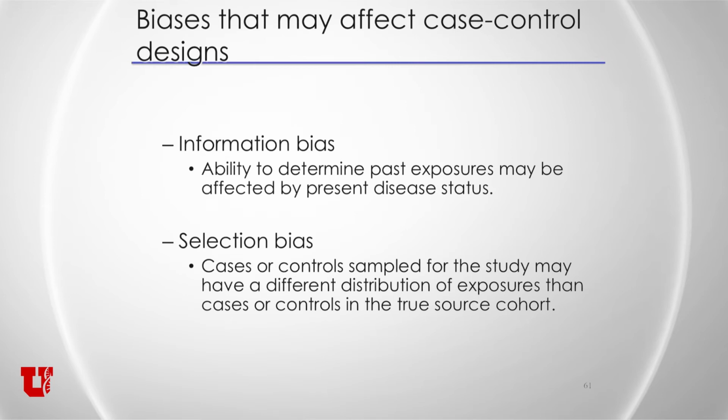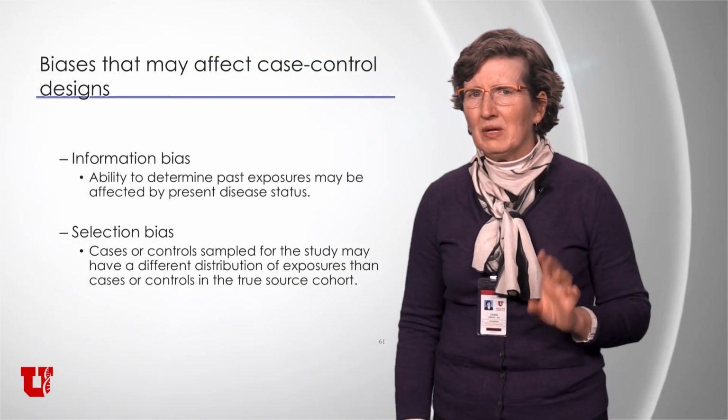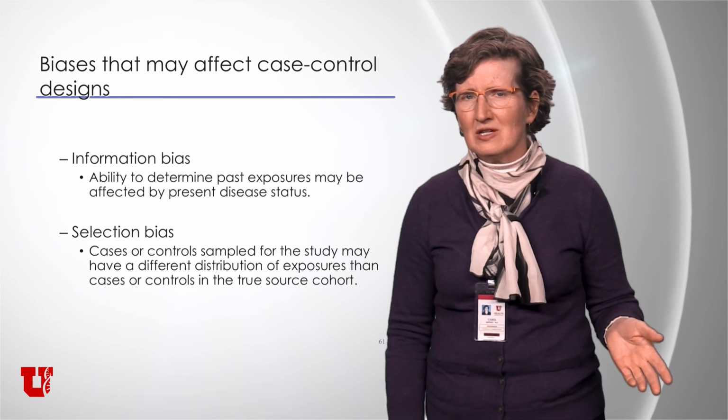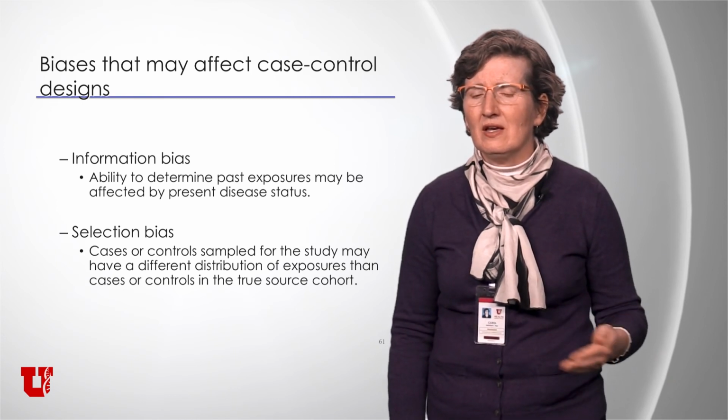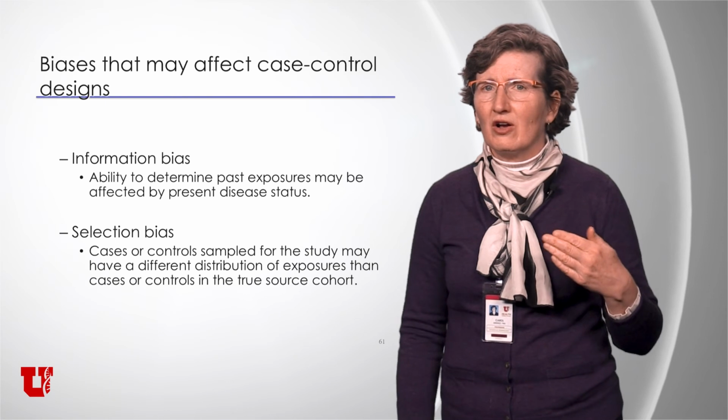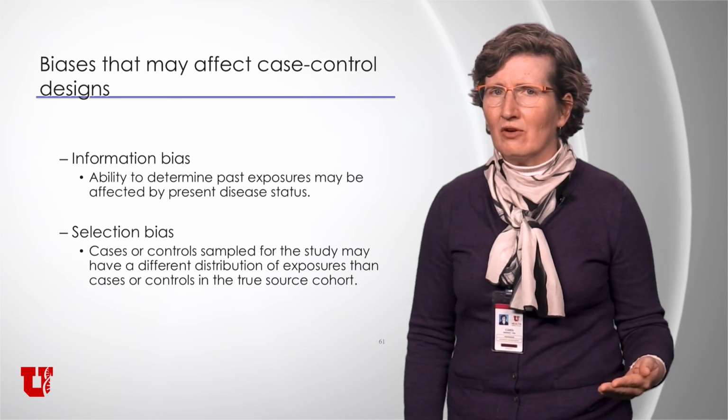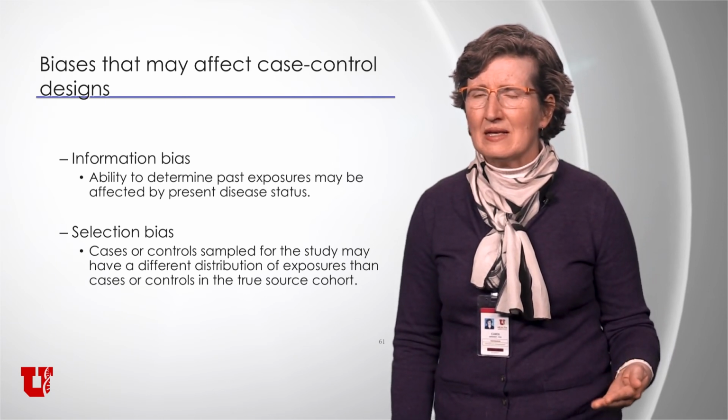That is to say that the ability to determine past exposures may be affected by present disease status. And case control studies can also be affected by selection bias. Cases or controls sampled for the study may have a different distribution of exposures than cases or controls in the true source cohort. So these 2 opportunities for bias often mean that cohort studies are considered superior to case control studies in terms of ability to infer cause and effect that isn't influenced by bias.